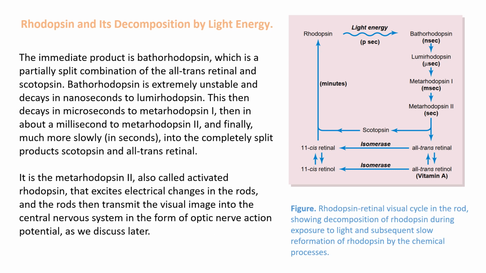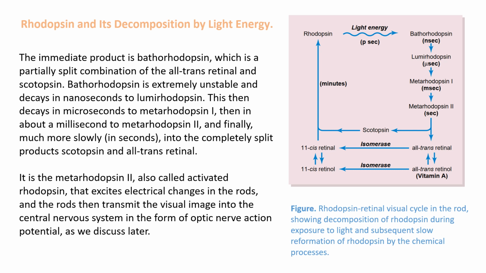The immediate product is bathorhodopsin, which is a partially split combination of the all-trans retinal and scotopsin. Bathorhodopsin is extremely unstable and decays in nanoseconds to lumirhodopsin. This then decays in microseconds to metarhodopsin I, then in about a millisecond to metarhodopsin II, and finally, much more slowly, in seconds, into the completely split products scotopsin and all-trans retinal.